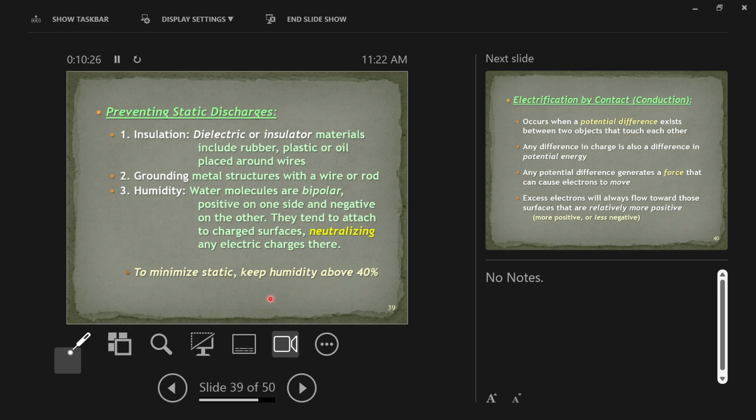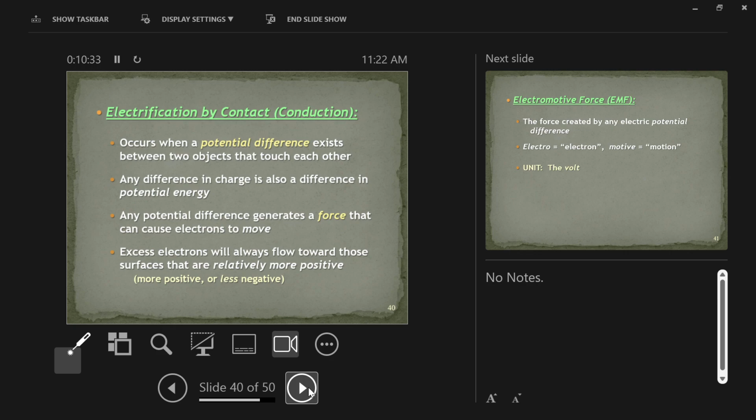Let's talk next about, so that's friction. Friction causes static electric charge. How else do we build up electric charge? Conduction is one of these other ways. Conduction occurs when, and this is a term we're going to need to get used to a lot, a potential difference exists between 2 objects that touch each other, okay?